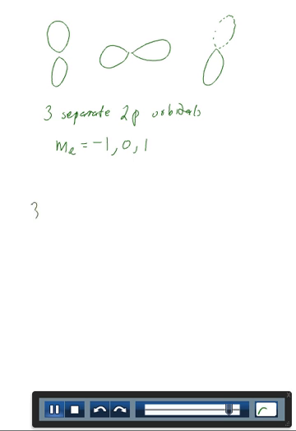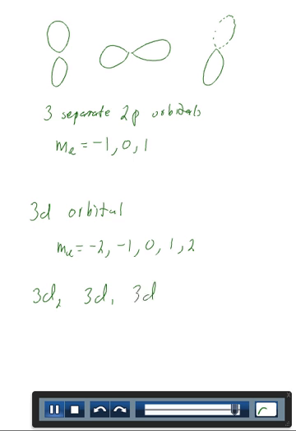Now if we had, say, a 3d orbital, there are 5 m sub l values. m sub l can be -2, -1, 0, 1, or 2. So there are 5 separate m sub l values, so there are 5 separate 3d orbitals. There's 3d2, 3d1, 3d0, 3d-1, 3d-2.